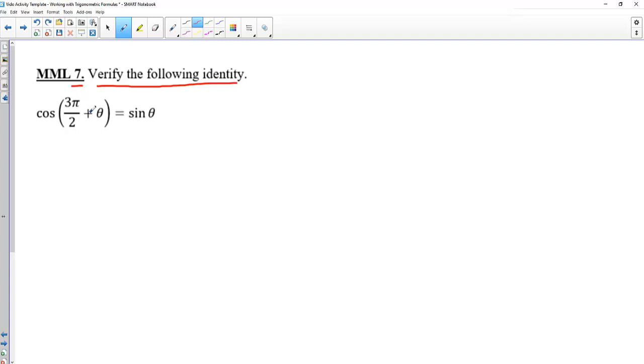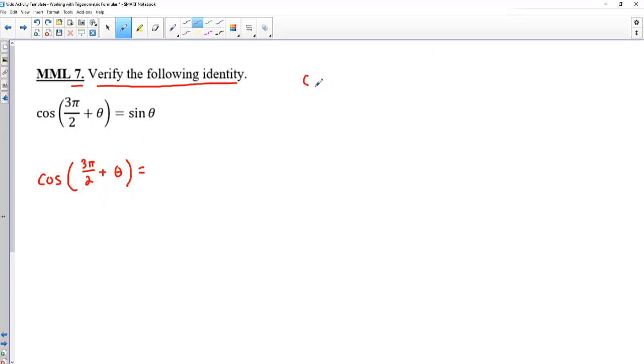So the idea is you choose a side, and you work from that side and go to the other side. So I'm always going to choose the left-hand side, because that should have the right amount of information. So we're going to start with this, cosine of 3 pi divided by 2 plus theta. And I want to somehow turn this with a string of equalities into a sine of theta. Well, this is one of my types.